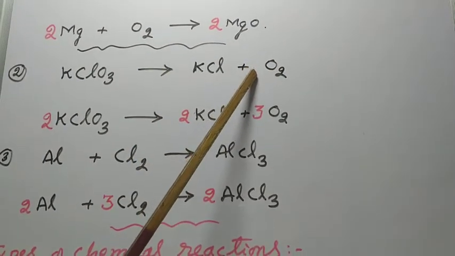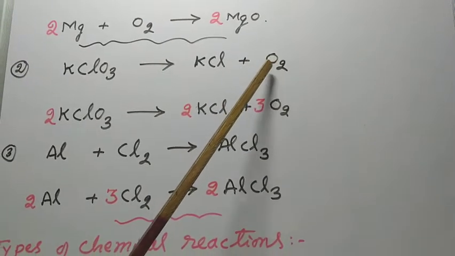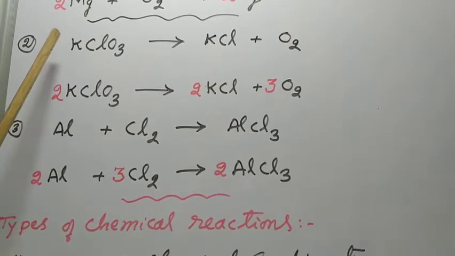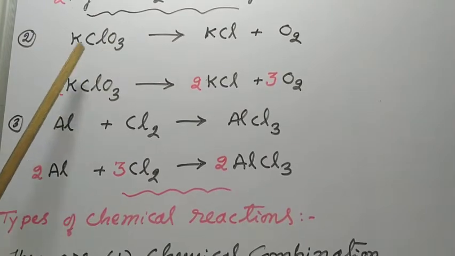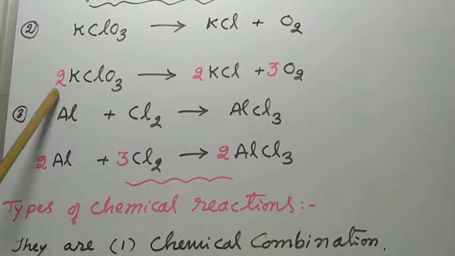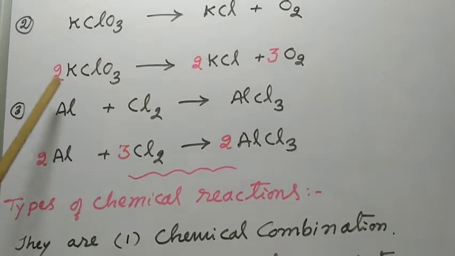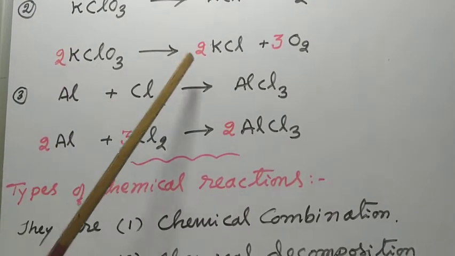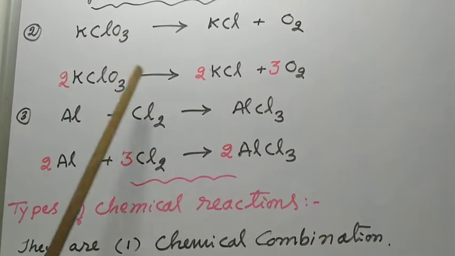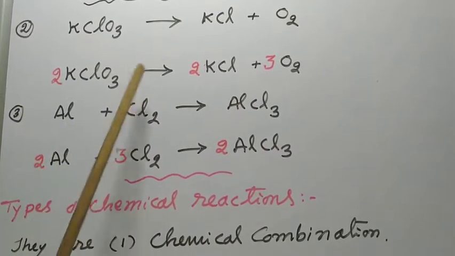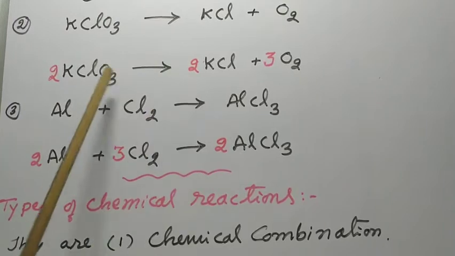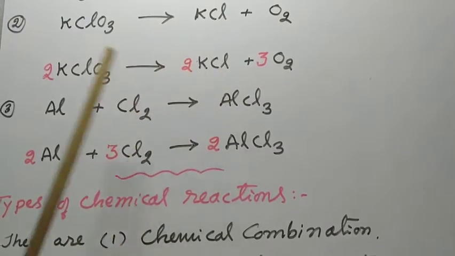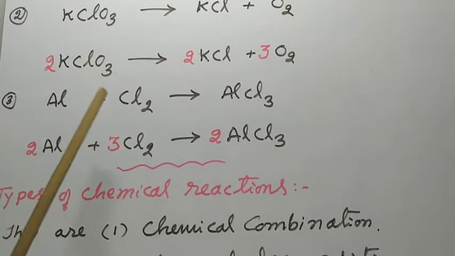So we can multiply it by 3, then this will become 6 atoms. Then automatically multiply this by 2, then 2 into 3, 6 atoms. So multiply this potassium chlorate by 2. If you multiply potassium chlorate by 2, automatically potassium also increases to 2. Then we have to multiply this also by 2. Now you may check that the left hand side and right hand side are equal: 2 potassium, 2 potassium, 2 chlorine, 2 chlorine, 6 oxygen atoms, 6 oxygen atoms. In this way, we have to balance the chemical equation.